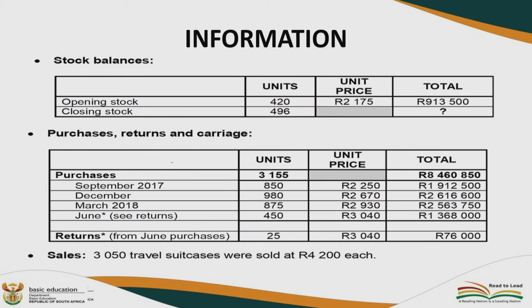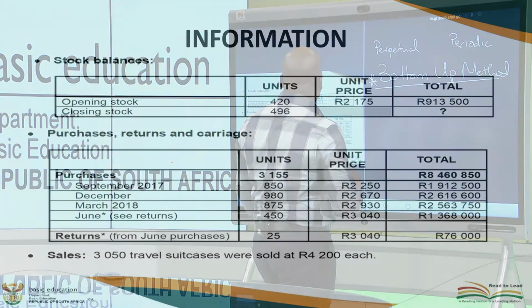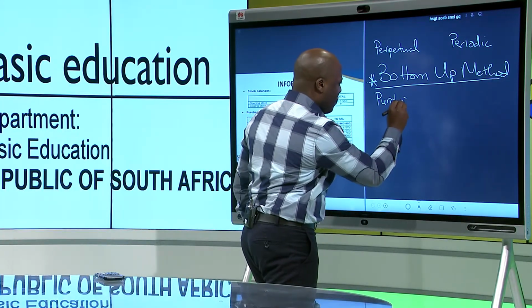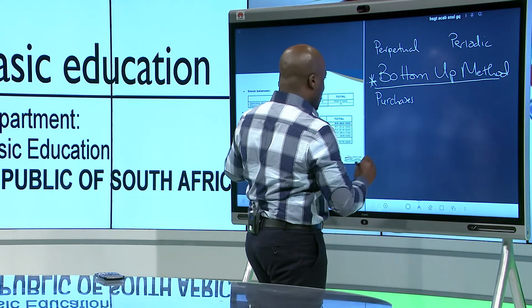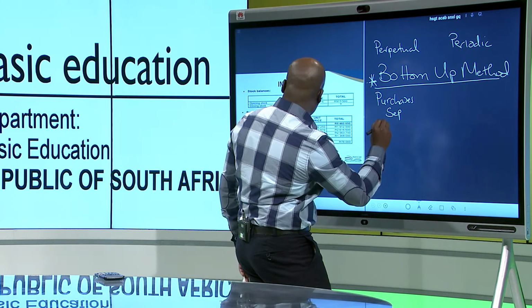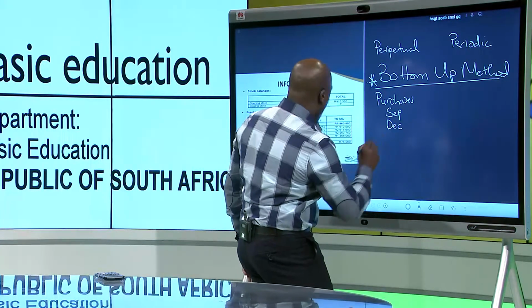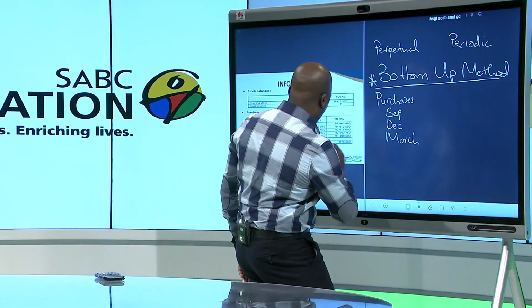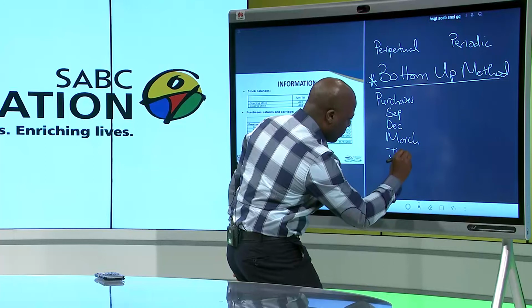You need to remember, once we are calculating the value of closing stock, the bottom-up method is very, very important. I'm going to show you now. What happened is we had purchases. These are the goods that we bought. We had our month, which is September, our month of December, we also have the month of March, and boys and girls, don't forget the month of June.